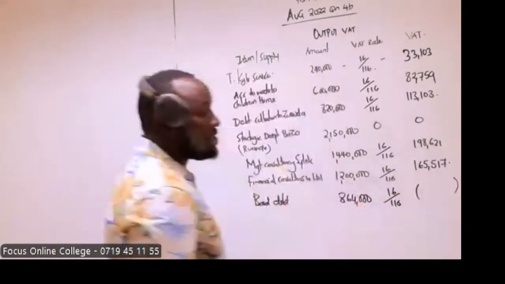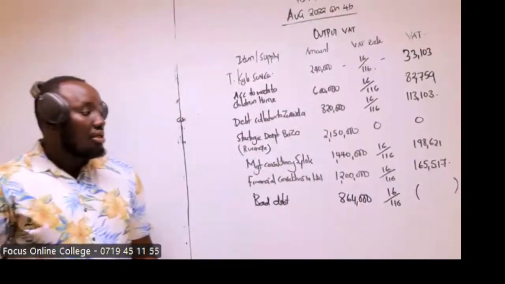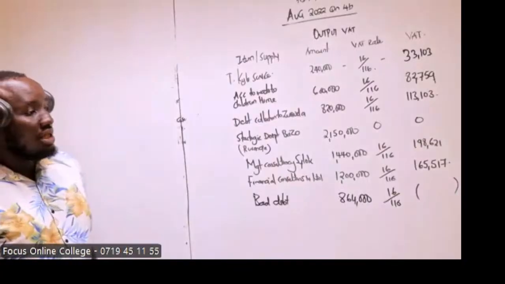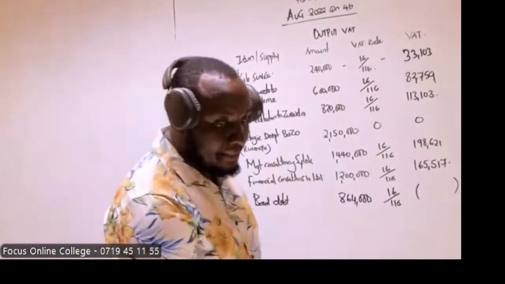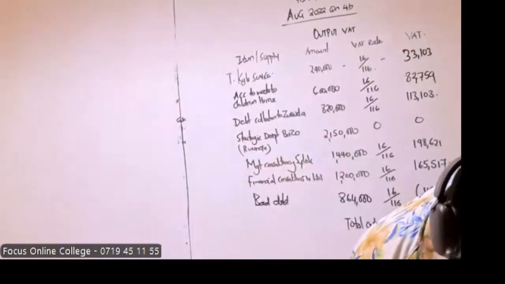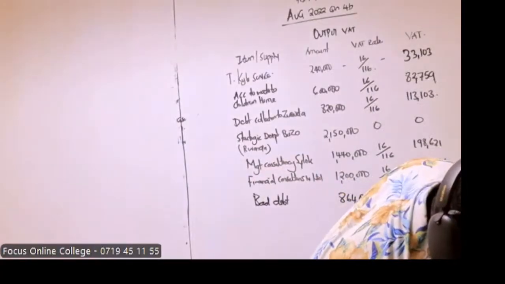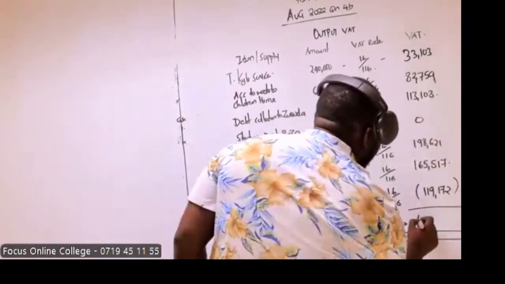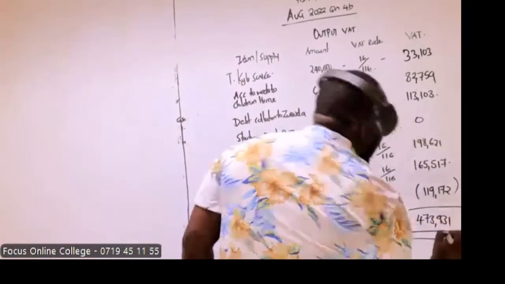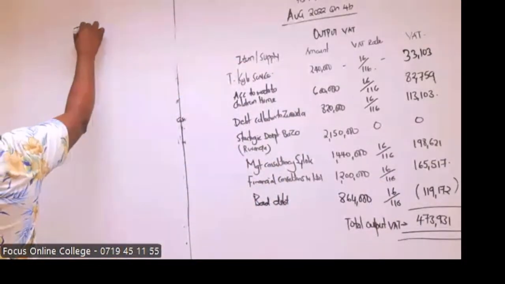Then you less for me that. 16 over 116. Then you less for me that. So adjust that for me. Total output VAT. So we have it as 473,931. Is that correct? Then we can get the input VAT if that figure is correct.